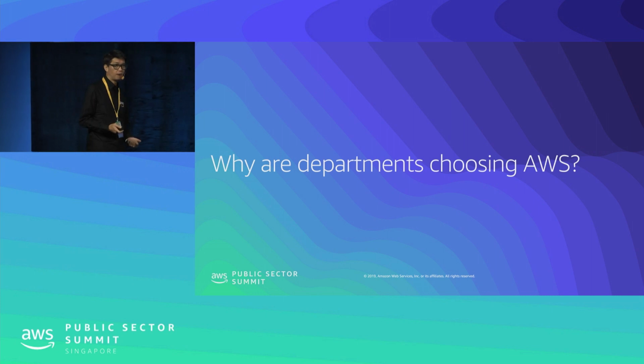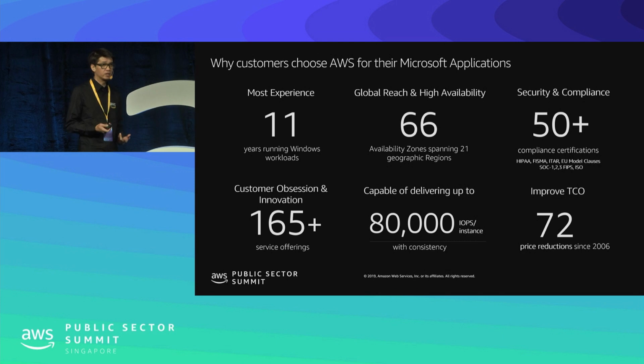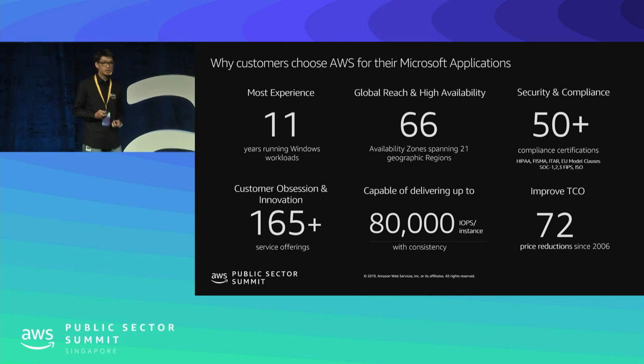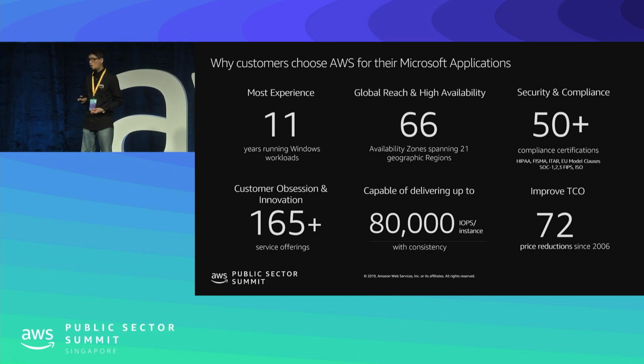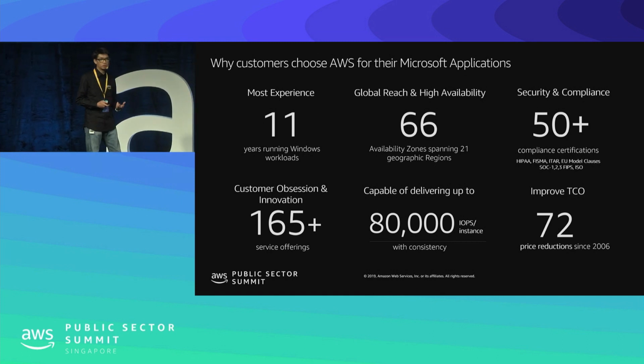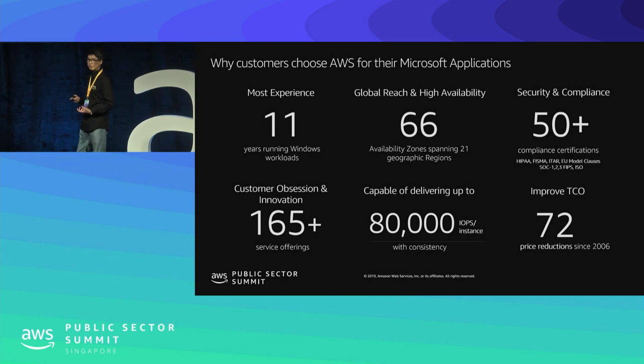So why are departments choosing AWS? I want to debunk the myth that Microsoft workloads run better on the other CSPs. We have been doing this for almost 11 years now. We are the first cloud service provider that actually deployed Microsoft Windows onto the cloud. We have a global reach of about 22 regions and more than 66 availability zones. All our services are security compliant, and we are customer obsessed. Since 2006, we have launched about 670 plus services, and 90% of those services are based on customer feedback.